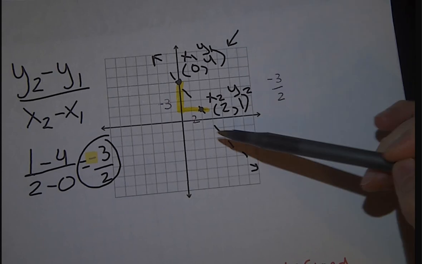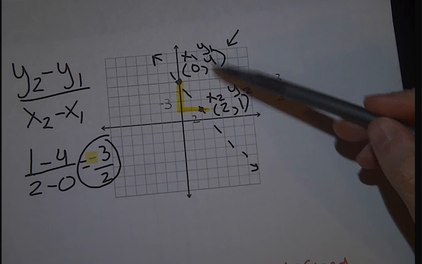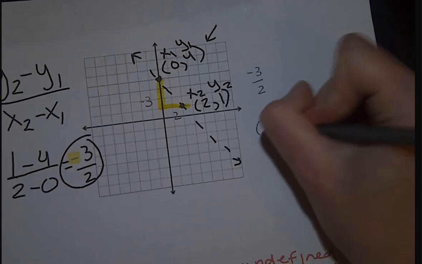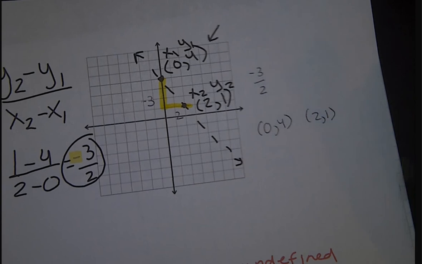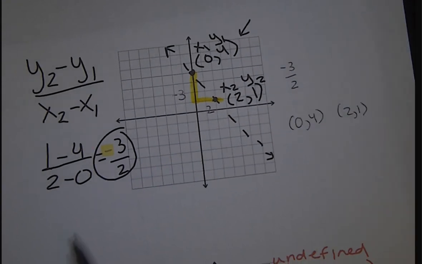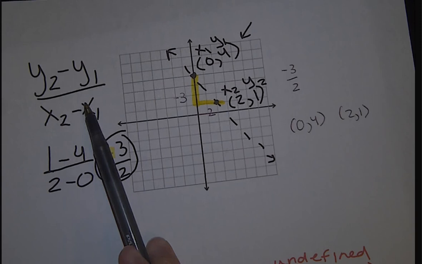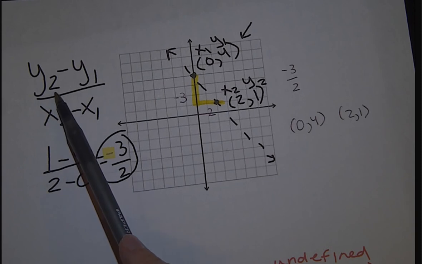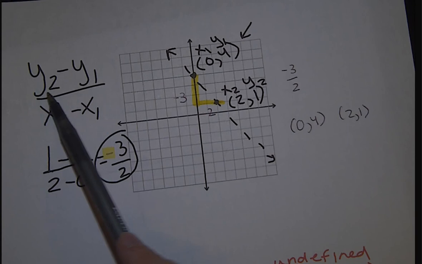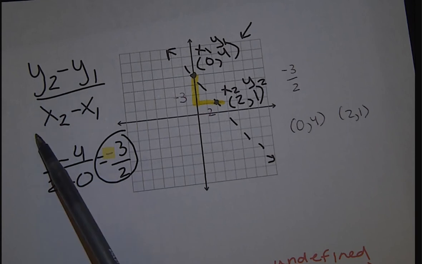But let's say they gave you these points and not the graph. They just said, okay, I want you to find the slope of the point 0, 4, 2, 1. What's that rate of change? You could use this formula right here and plug them in right there. This formula is just like when we talked about at the very beginning, change in dependent, which is your y, divided by your change in your independent, which is x.